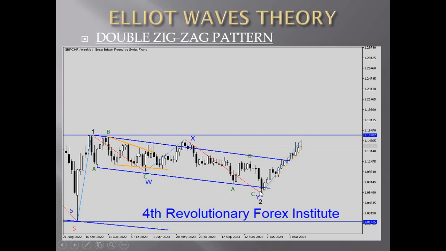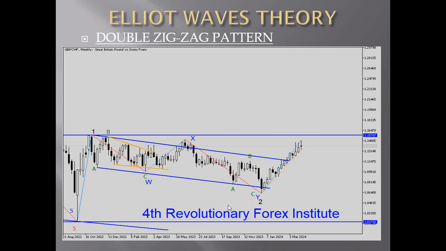So you can see the main point here, traders, is that wave W and wave Y must both be completed as a zigzag pattern. Okay, that is the main principle of the double zigzag pattern. Then wave X must never move beyond the start of wave W, and wave Y must be completed beyond wave W. Okay. So now, how do I trade the double zigzag pattern?